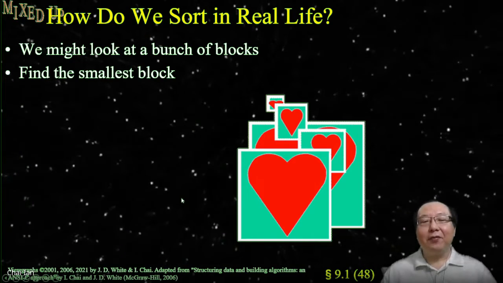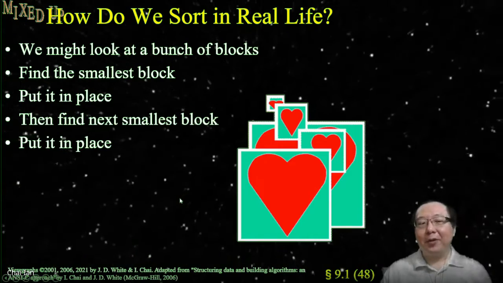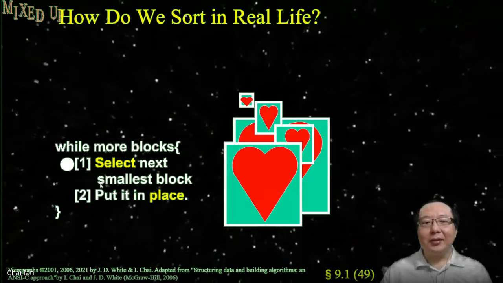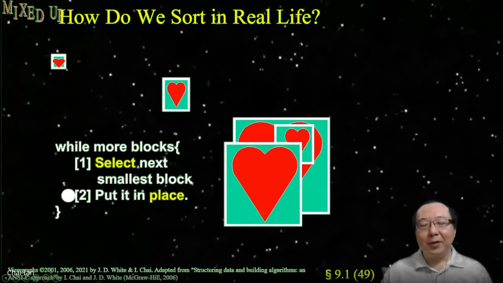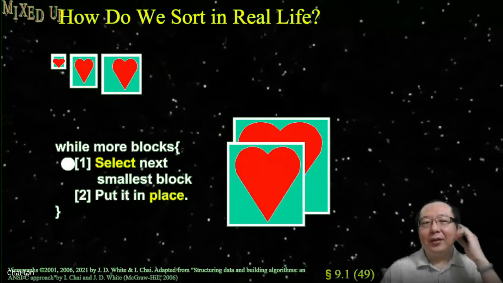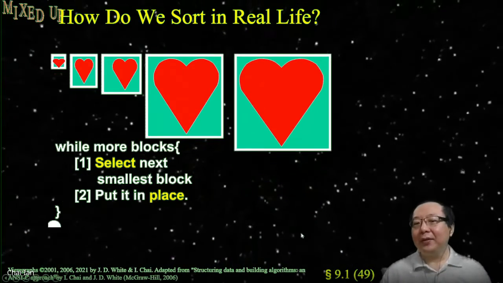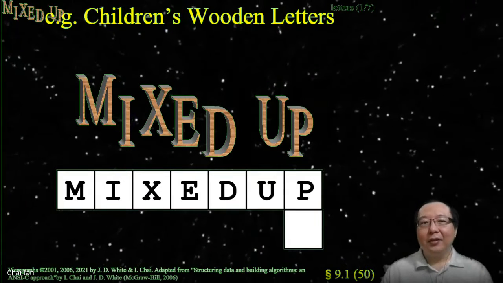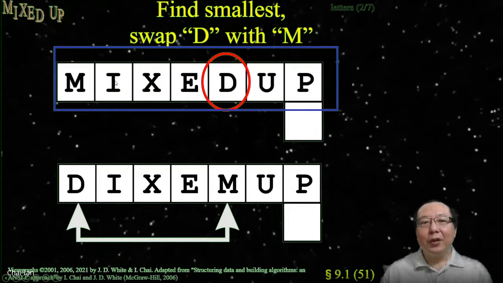So in real life, if you're doing selection sort, we might look at a bunch of blocks and find the smallest block and put it in the right place. Then find the next smallest block and put it in the right place, and so on, right? So here's what it does. We choose the smallest one, move it to the right place, take the next smallest one, put it in the right place, and the next bigger one, move it, and then finally the last one, we move it. So this is how we do a selection sort. Okay, so in the example here, we look for the smallest one.